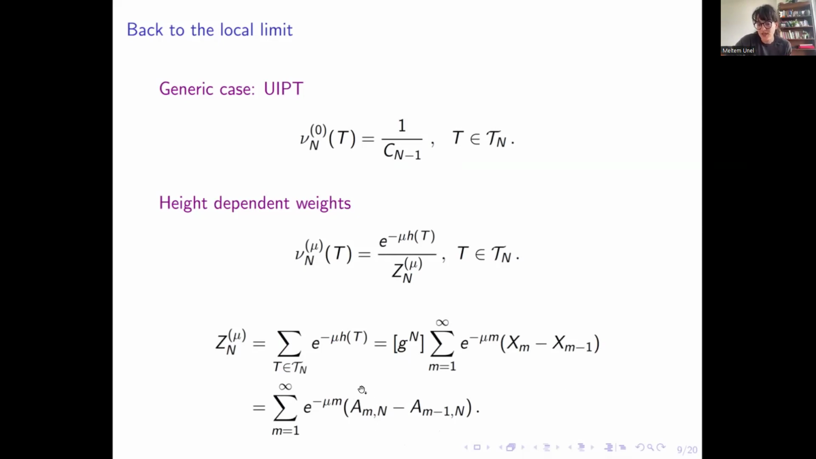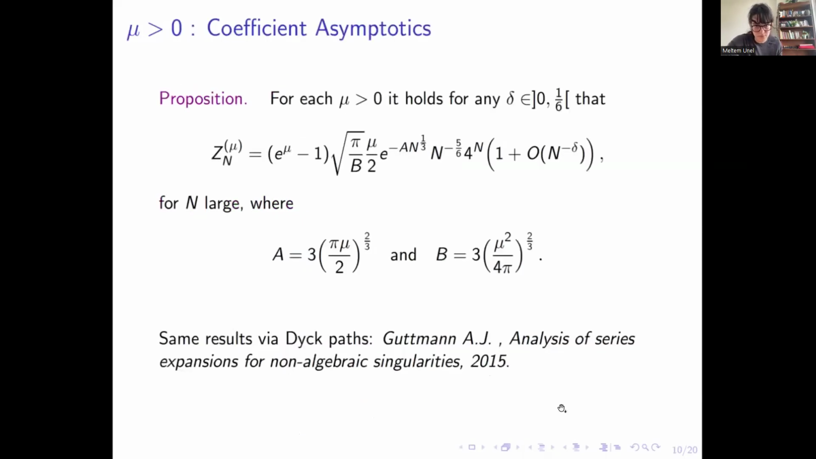And I know the explicit form of these coefficients a_{m,n} and a_{m-1,n}, and I can now study directly, using the explicit expressions together with these weight factors, the coefficient asymptotics of Z_n of mu that you see here. So this is the proposition that gives the coefficient asymptotics.